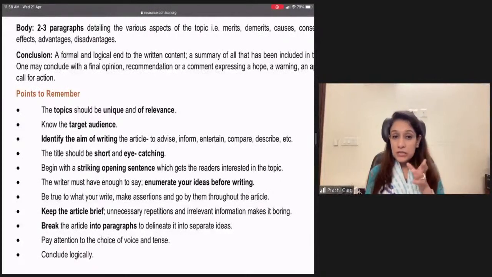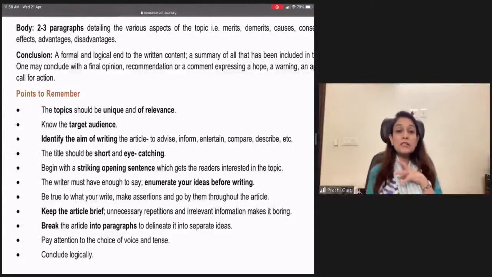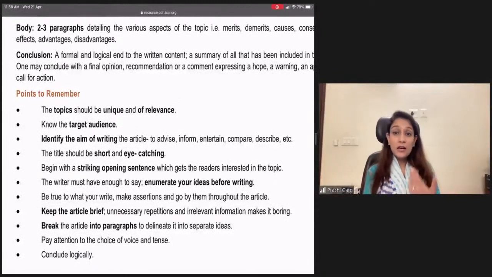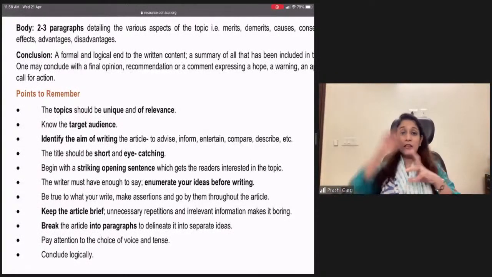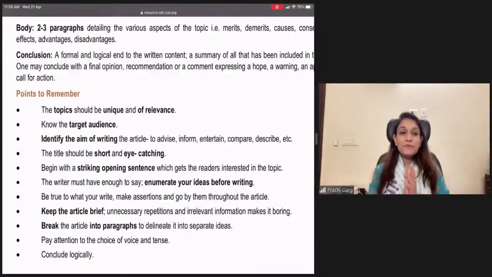Begin with a striking open statement which gets the readers interested in the topic. The writer must have enough to say, enumerate your ideas before writing. Please make a list of points that you want to talk about. You should always have your pointers ready, then only you will be able to write. Otherwise, you will mix everything and the information will go haywire, and nobody will understand anything.